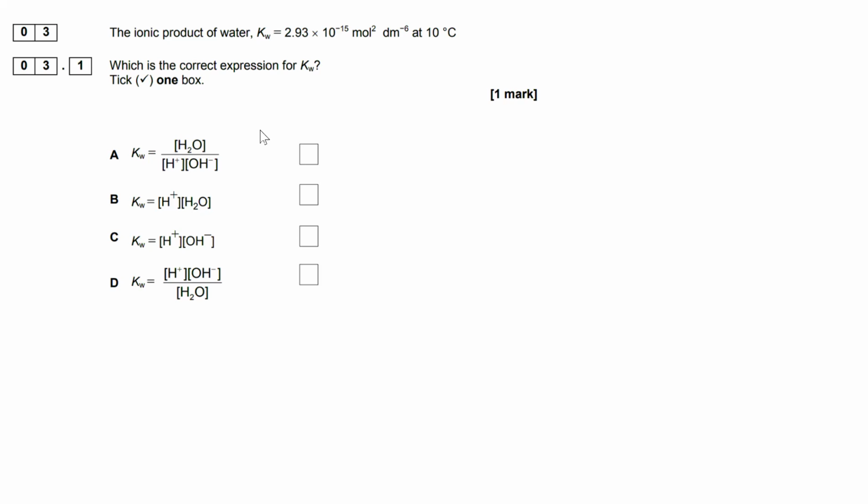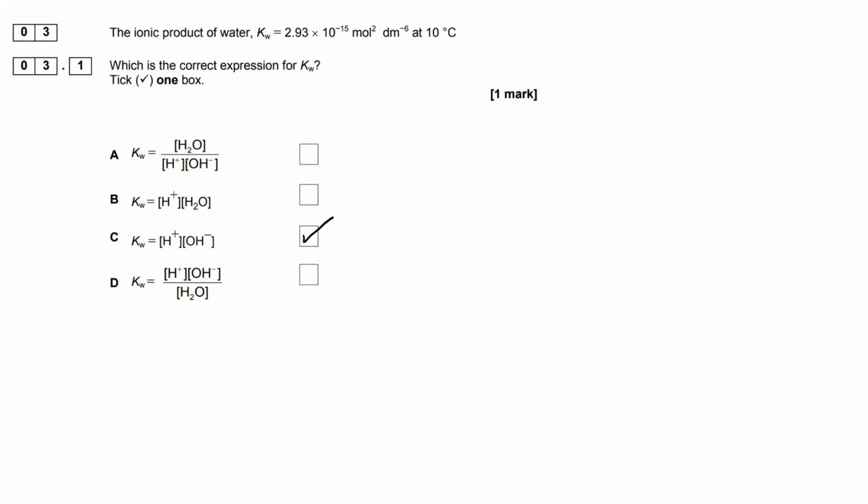So this question starts off quite straightforwardly. It's about you remembering the expression for Kw, and the correct answer that we're looking for is C. H+ times OH-, obviously concentration in moles per decimeter cubed, so it's square brackets.